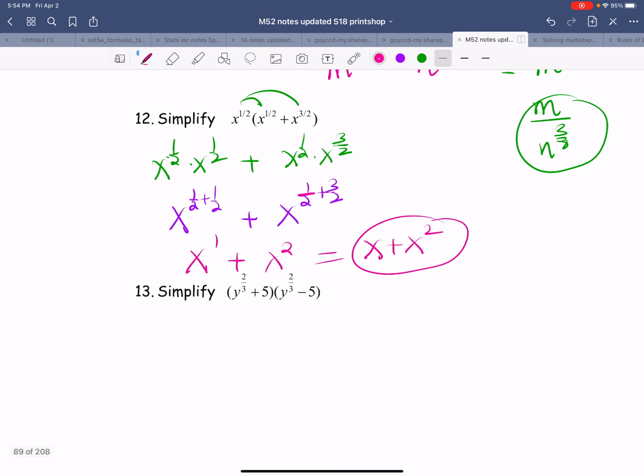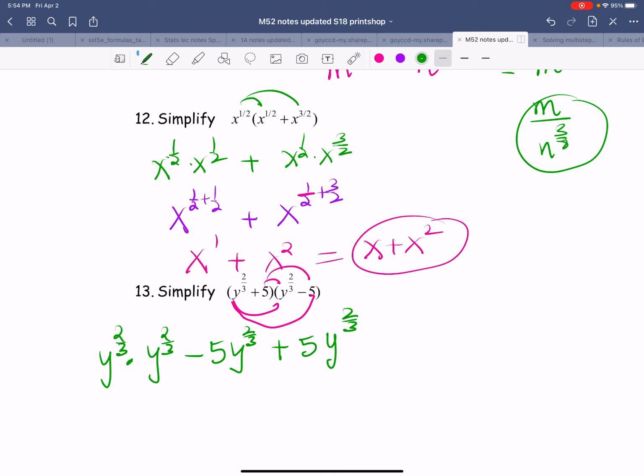Here's number 13. Y to the power 2/3 plus 5 times y to the power 2/3 minus 5. FOIL: first, outer, inner, last. So first times first, y to the power 2/3 times y to the power 2/3. Outer is negative 5, y to the power 2/3. Inner, positive 5, y to the power 2/3. Last is positive 5 times negative 5, which is negative 25.